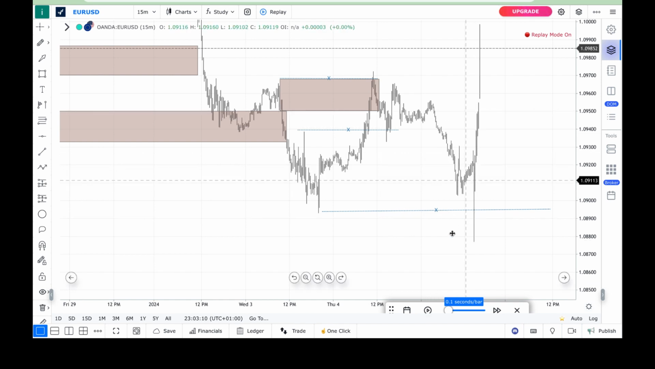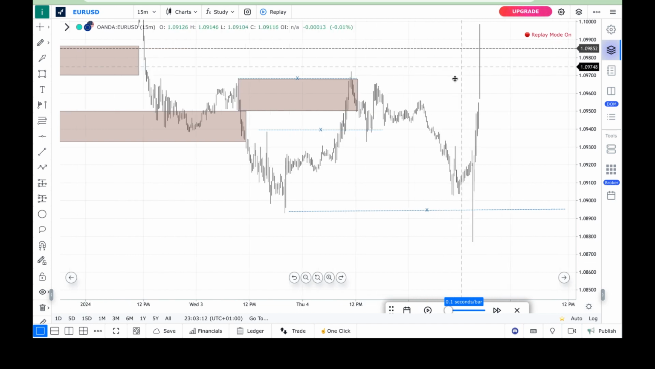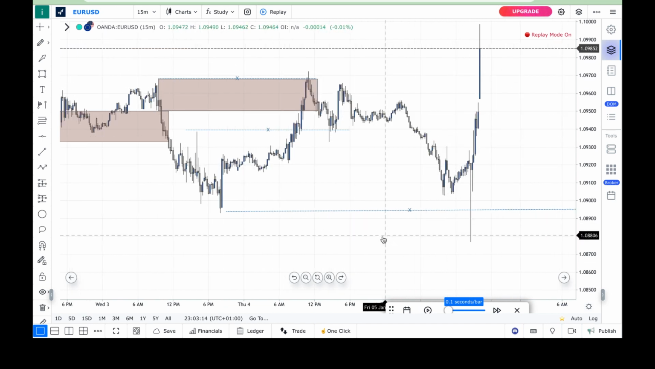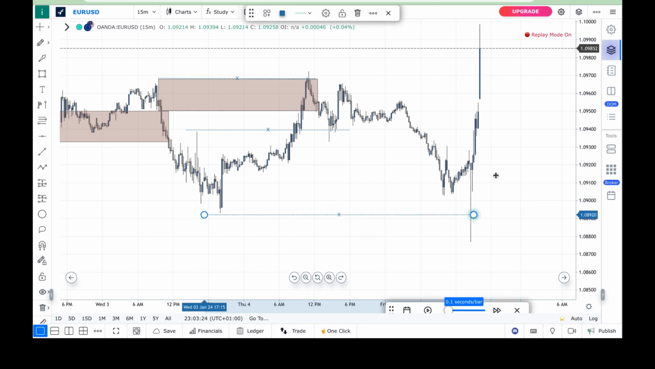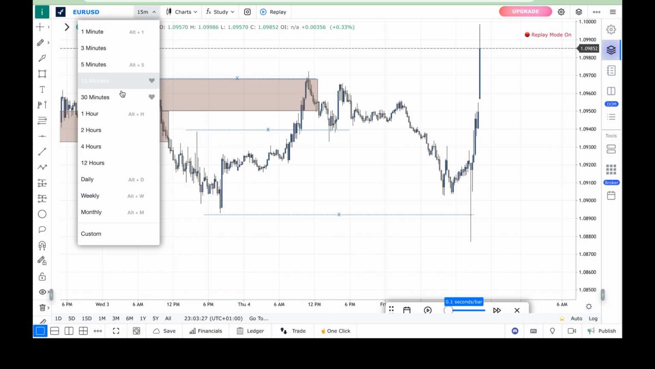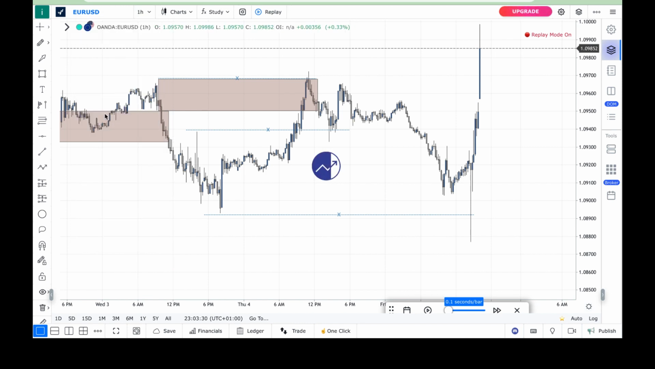Yeah, oh sorry. So as you can see, what happens? Yes, it's grabbed a liquidity. This is a liquidity grab, not a break of structure. Yes, this is a liquidity grab. Now let's switch back to our 1 hour and let's see what's happening.